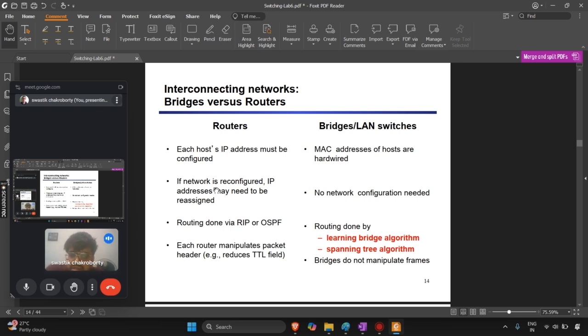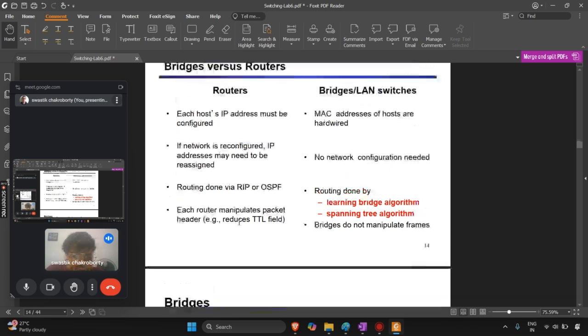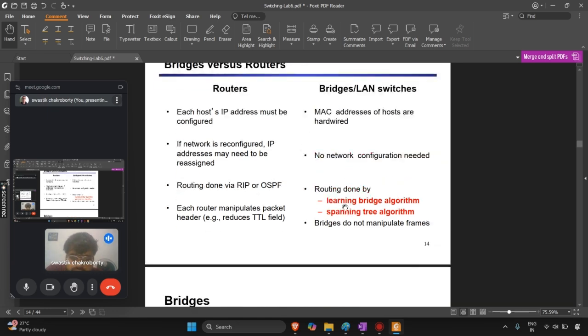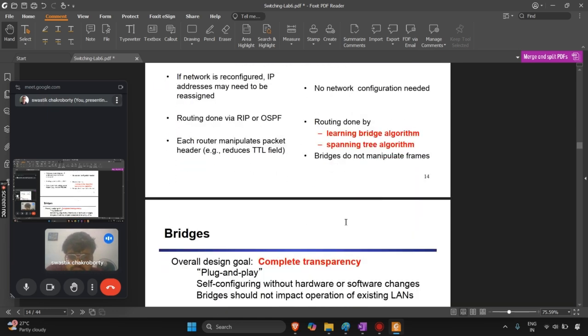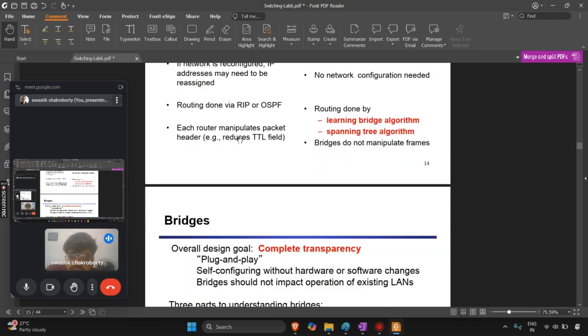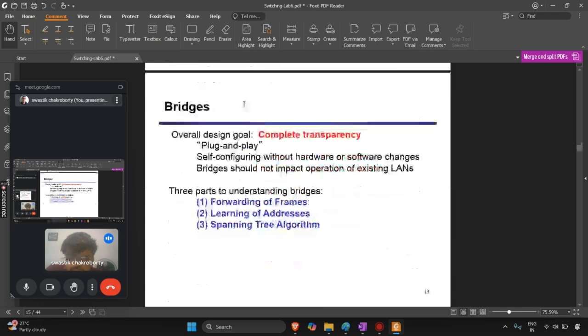If the network is reconfigured, IP addresses may need to be reassigned. Since IP addresses are dynamic, you cannot have a static IP; the IPs can change. Whereas with bridges no network configuration is needed, as the MAC is a static address for the device. Routing in bridges is done by the learning bridge algorithm or spanning tree algorithm, whereas in routers it is done by algorithms like RIP or OSPF.